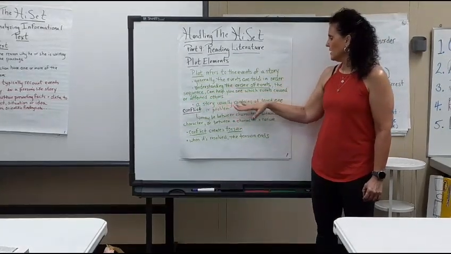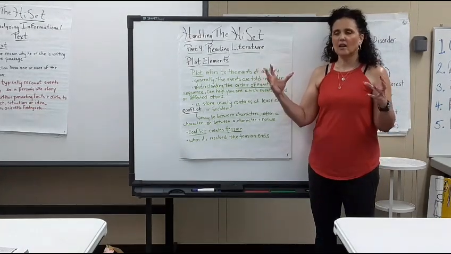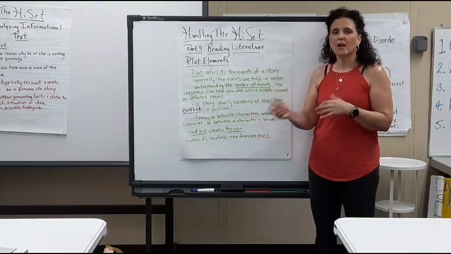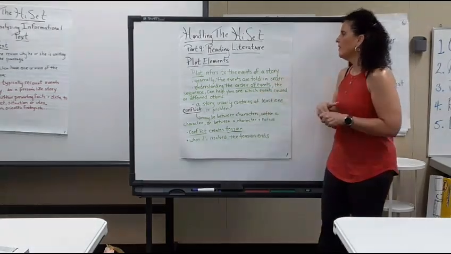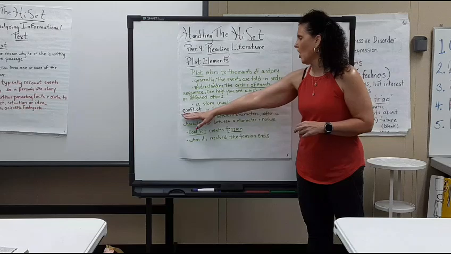A story usually contains at least one big plot line. There may be many plots within that big plot line. There could be subplots, different plots, but generally a story will have one plot, one theme. A story usually contains also at least one conflict.